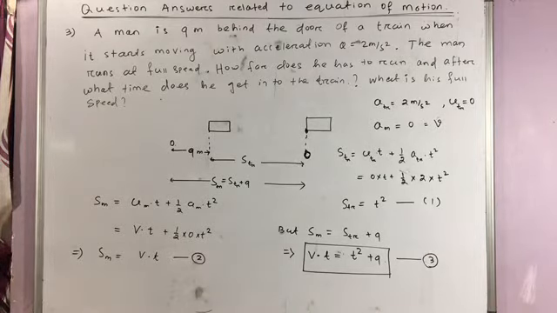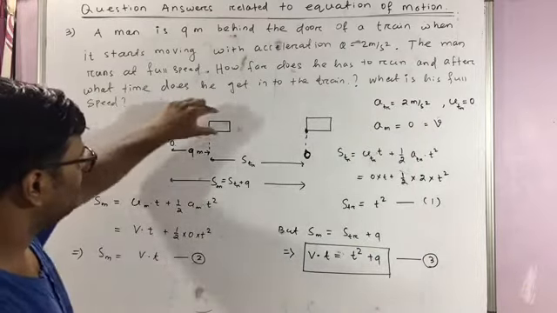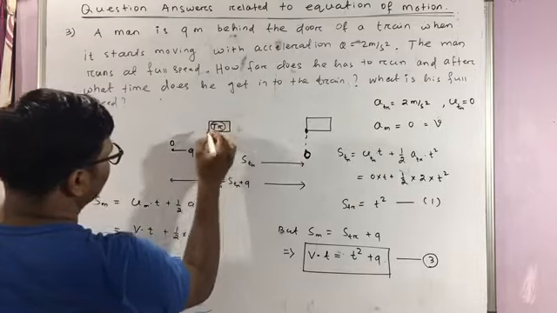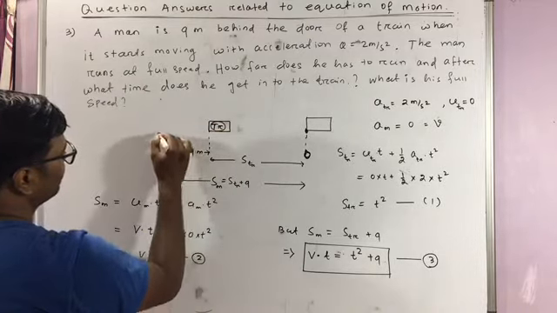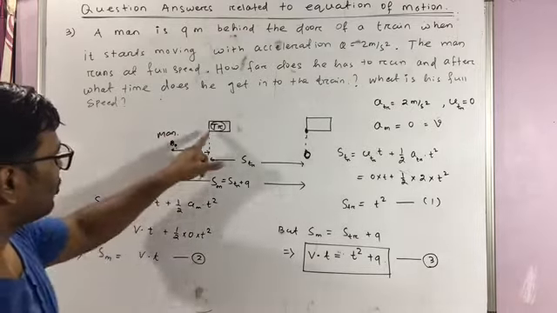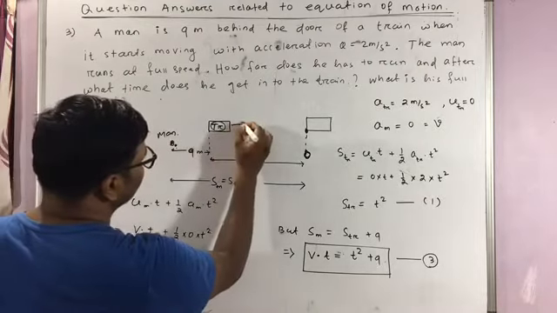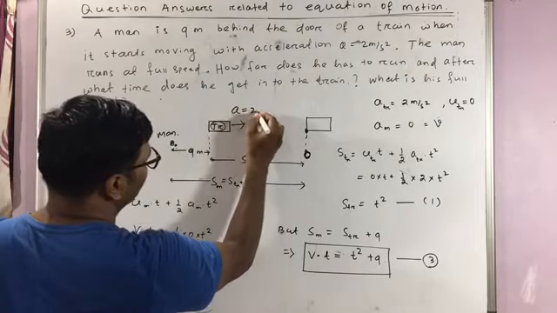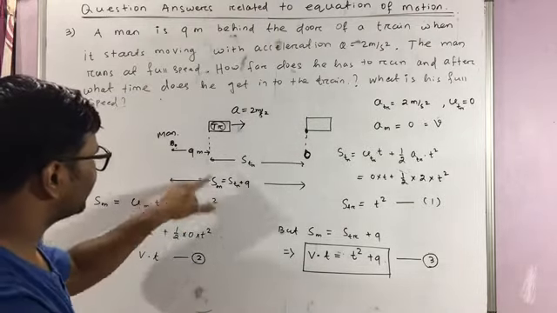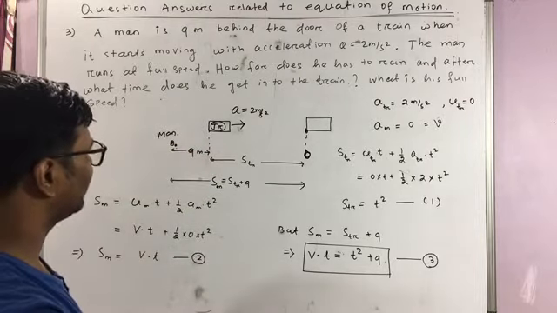A man is 9 meter behind the door of a train. So here I have drawn the diagram. Suppose you take this to be your train, and this point O is where the man is. So this is the door of the train, and the man is 9 meter behind it, and the train is moving in this direction with acceleration equal to 2 meter per second square. The man is chasing the train.